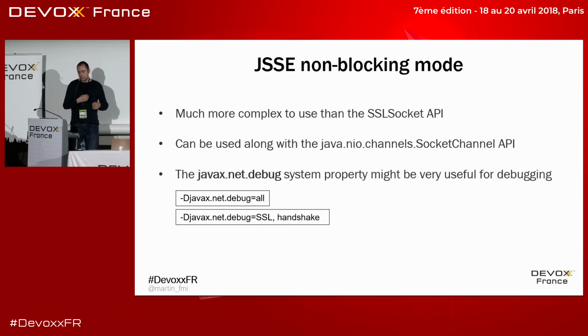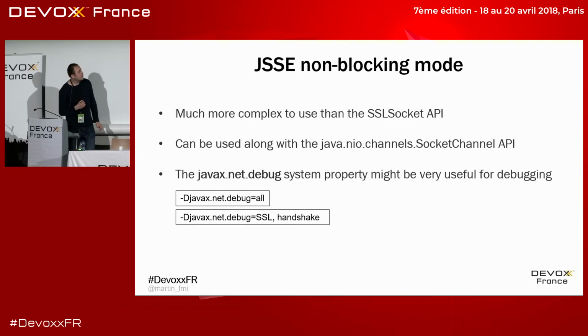As we already said, it's much more complex to use than the SSL socket API. It's typically used along with another not so well-known API called socket channel. However, one thing that's important for you to know when you use either the blocking or non-blocking mode of operation is how you can debug SSL messages that are flowing between your endpoints.